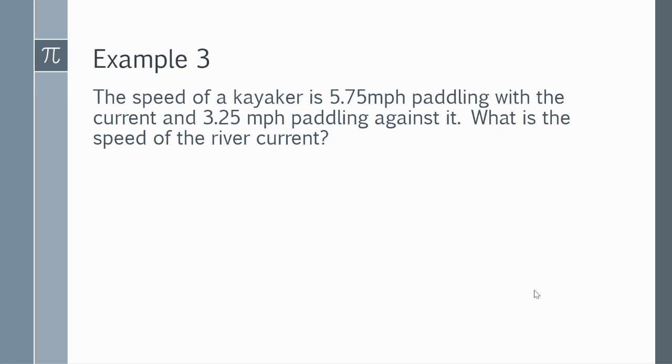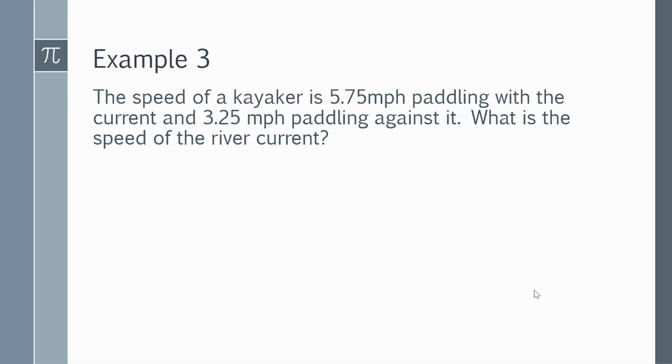All right. Next one, this one can confuse people at first, but once you see it, you'll want to refer back to this one. The speed of a kayaker is 5.75 miles per hour paddling with the current and 3.25 miles per hour paddling against it. What is the speed of the river current?